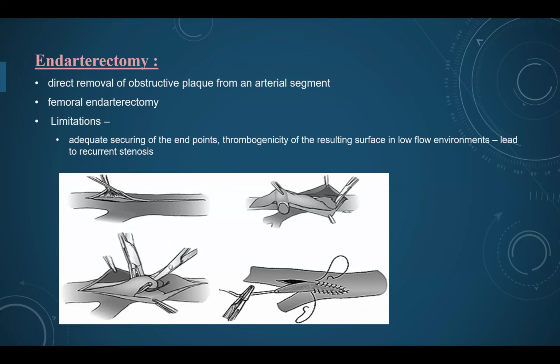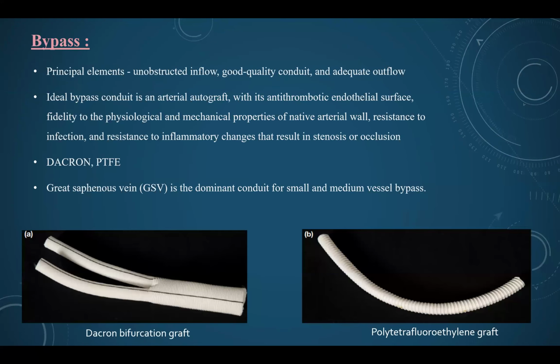Okay, carry on. Coming to the bypass method, the main characteristics required for bypass grafting are unobstructed inflow, good quality of conduit, and adequate outflow. An ideal bypass should have an antithrombotic endothelial surface, similar physiological and mechanical properties to the native artery, and resistance to infection and to inflammatory changes that result in stenosis or occlusion.